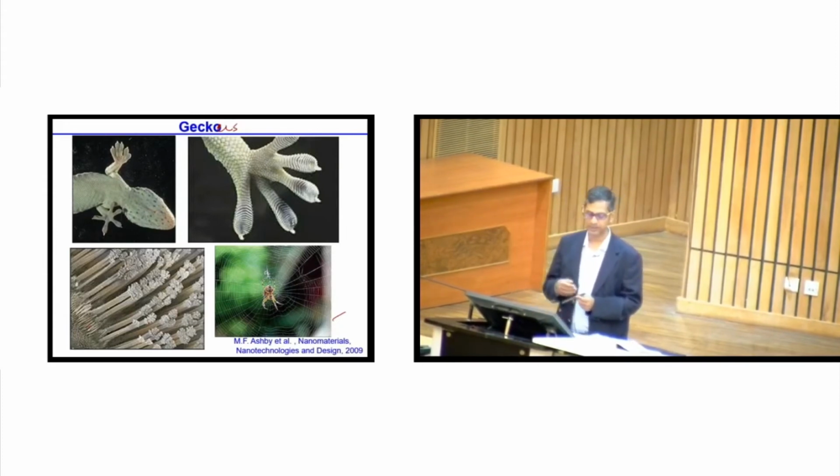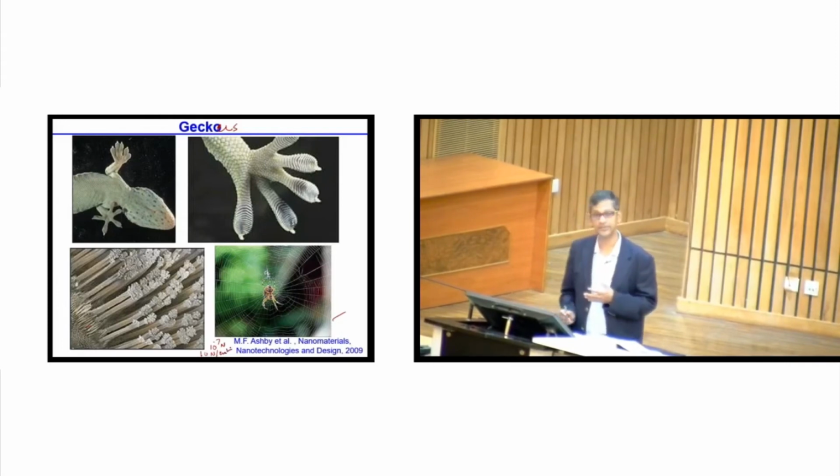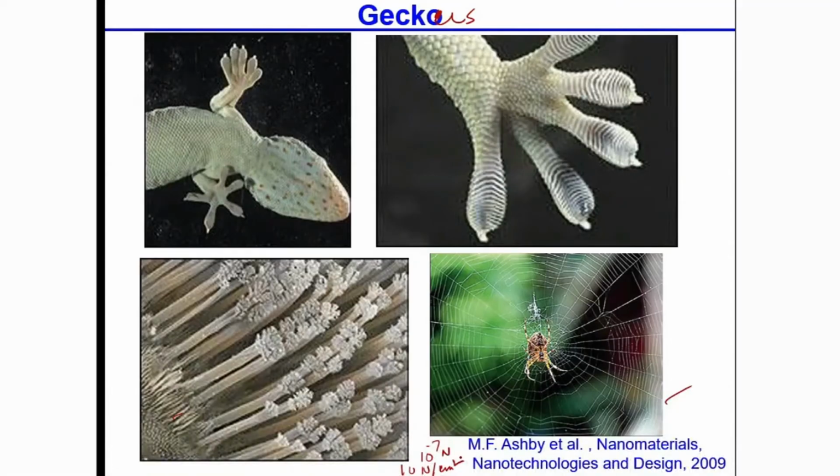And each of these keratin hairs, when the gecko puts its foot on the surface, produces a force of 10 to the minus 7 Newton, minus 7. This is so small you cannot detect it. But with millions or billions of these hairs, the force becomes very high, 10 to the 10 Newton per centimeter square, very high force.